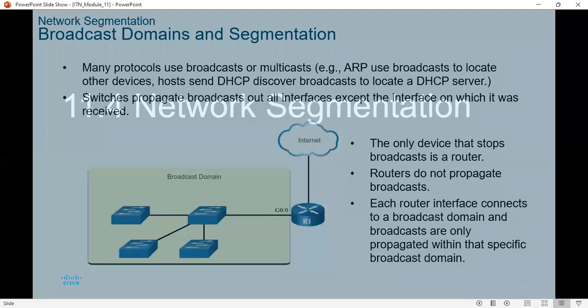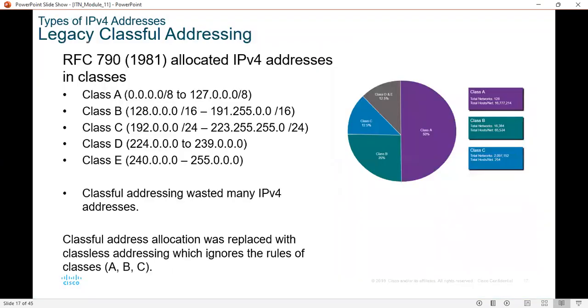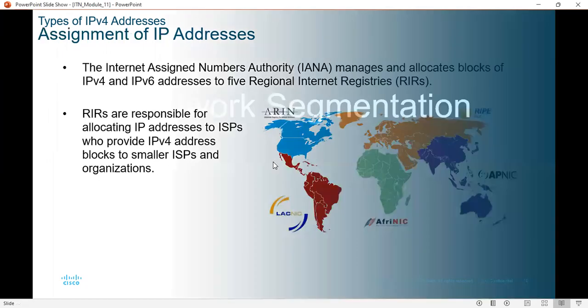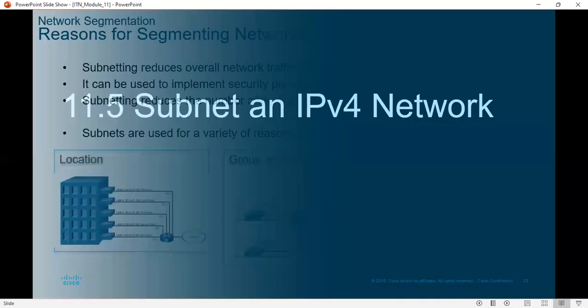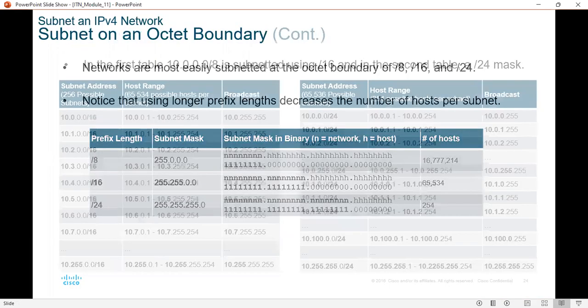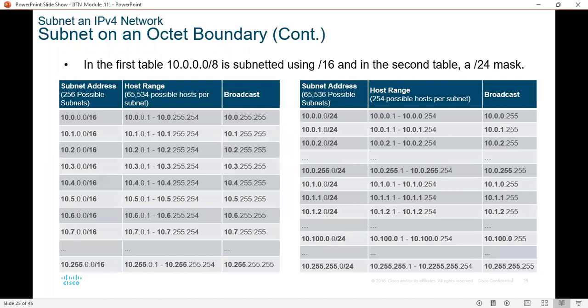So talking about class, ideally you can see class A is /8. Did you see that? Yes, sir. Okay, so now if we are using /16, how many bits have we borrowed by using /16? 8. We borrowed 8.